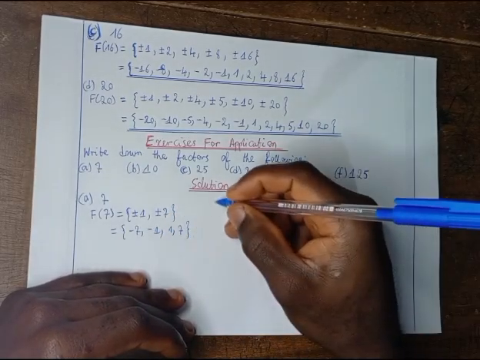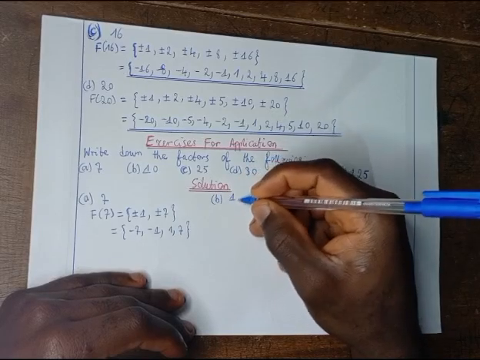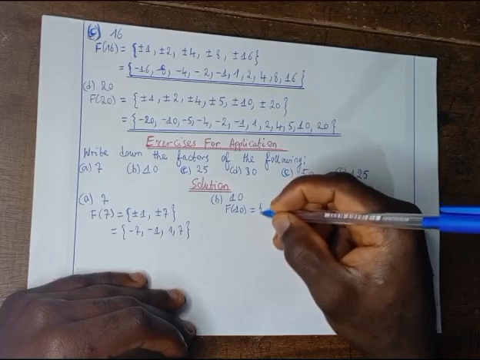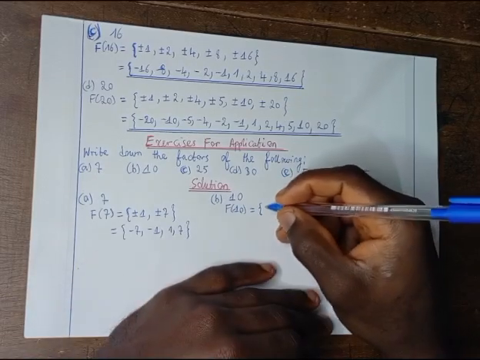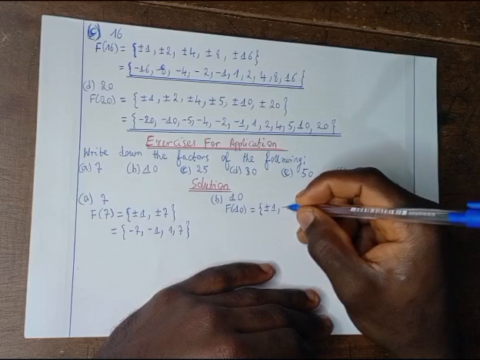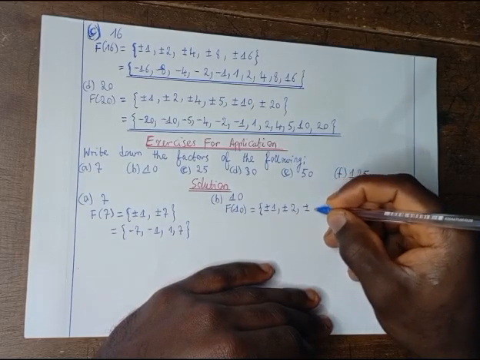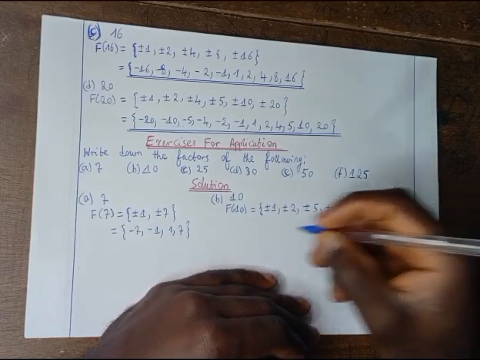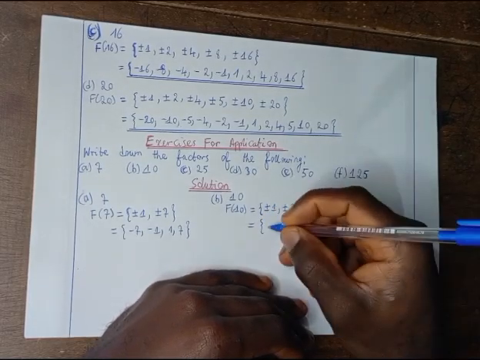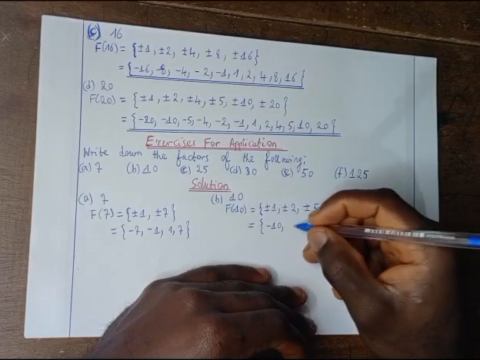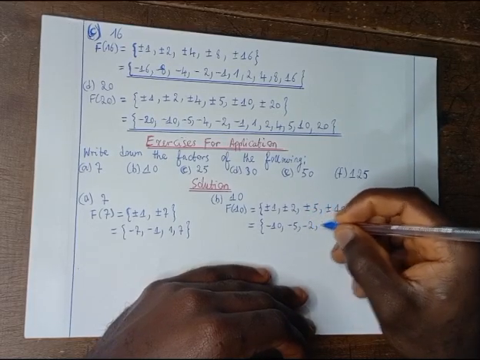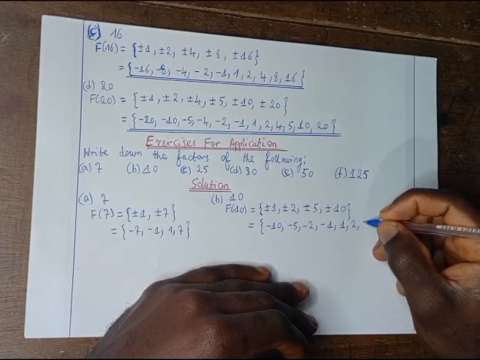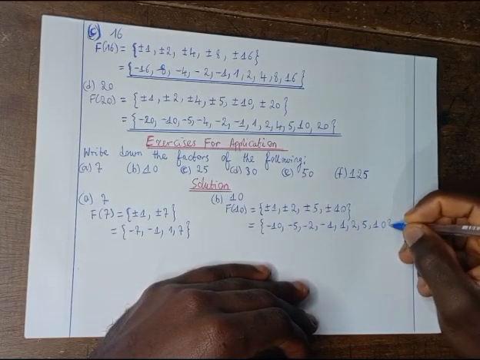We go now to B. For B, we have the number 10. We need to write down f of 10. F of 10 will simply be equal to plus or minus 1, plus or minus 2, plus or minus 5, and lastly plus or minus 10. This will simply be equal to negative 10, negative 5, negative 2, negative 1, 1, 2, 5, 10.